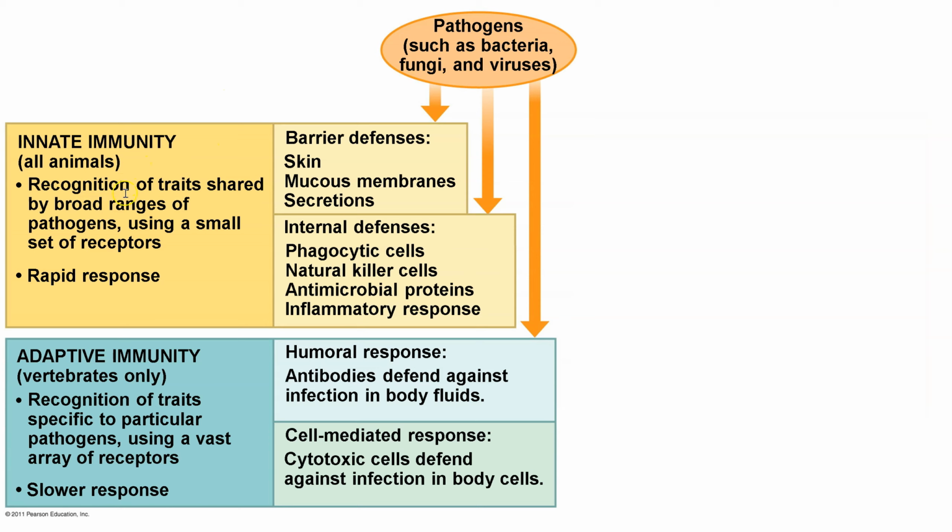So innate immunity, recognition of traits shared by broad range of pathogens. This is a rapid response. So this is just our general barriers, right? Barriers, skin, mucus, secretions. We actually will also talk about internal defenses, such as phagocytic cells, cells that engulf. Remember that first picture I showed you. Natural killer cells. We'll talk more about these in this video. Antimicrobial proteins and the inflammatory response. I'm not going to talk about adaptive in this video, but I will in my next video, part two.